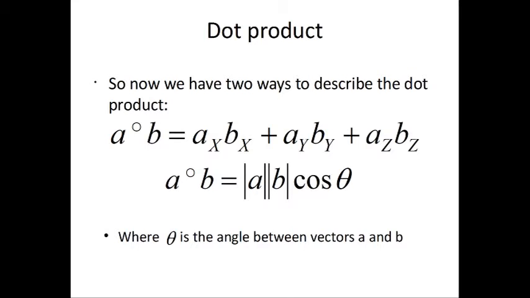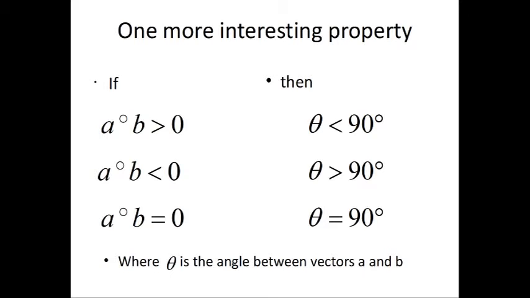So we can now say that we basically have two ways to describe the dot product itself: either by the cosine of the angle between the vectors multiplied by their lengths, or the regular definition of the dot product. So this actually reveals to us one more interesting property of the dot product, which is that if a dot b equals 0, the angle between the vectors is exactly 90 degrees.